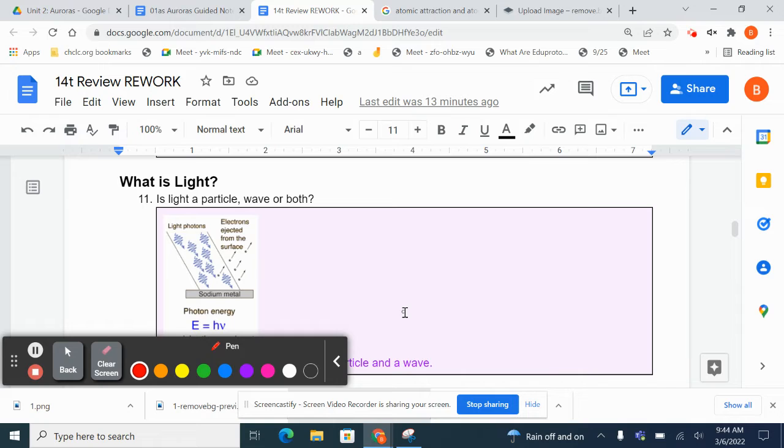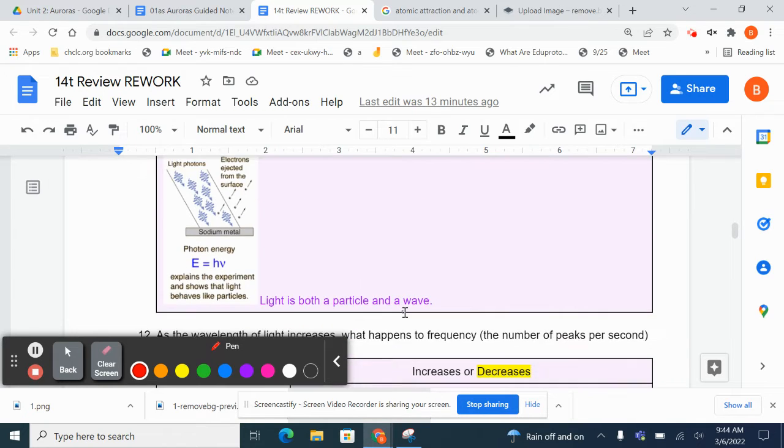All right. So is light a particle or wave or both? And we've talked about how light is both a particle and a wave. And in different situations, it's going to show different properties.